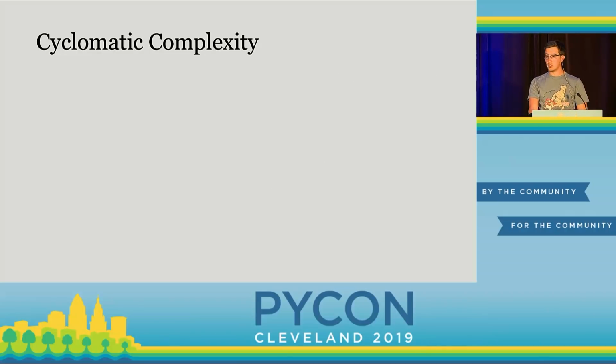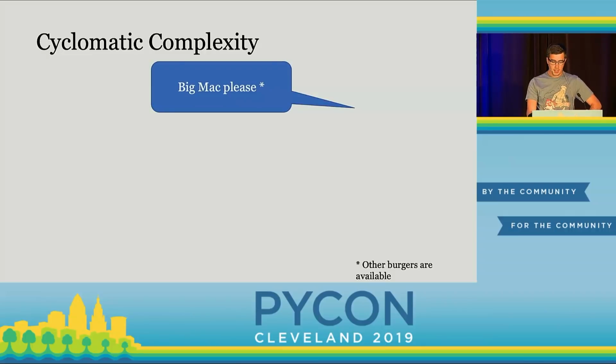One of those measures is called cyclomatic complexity. And I want to explain it in terms of ordering a burger at McDonald's at a drive-thru. So you start off with one decision, which is what do you actually want to eat? So let's say you want to eat a Big Mac, and there are other burgers available from other restaurants. So you start off with a cyclomatic complexity of 1.